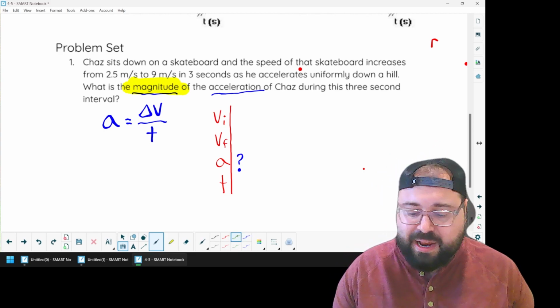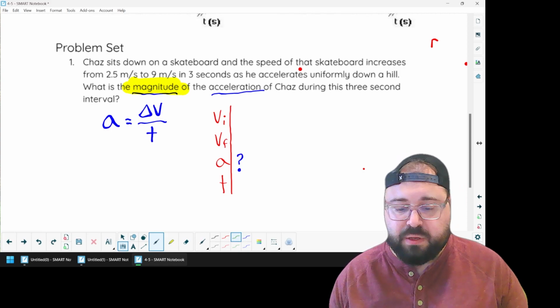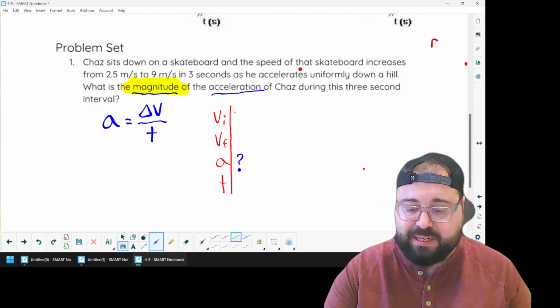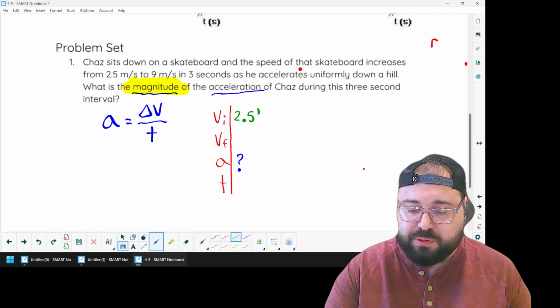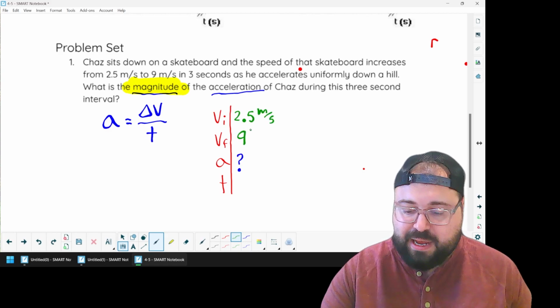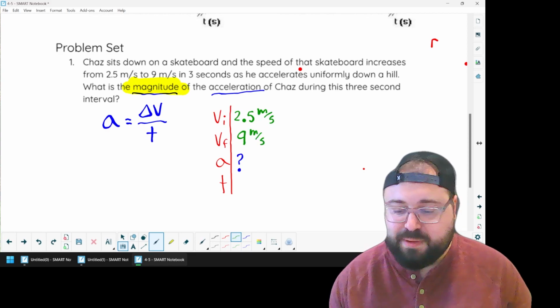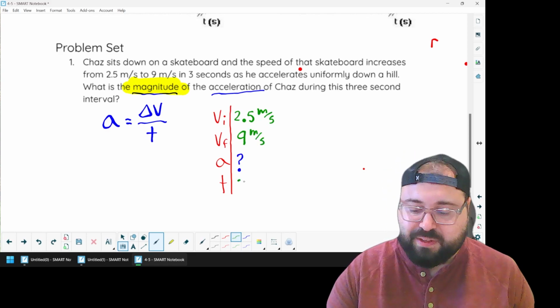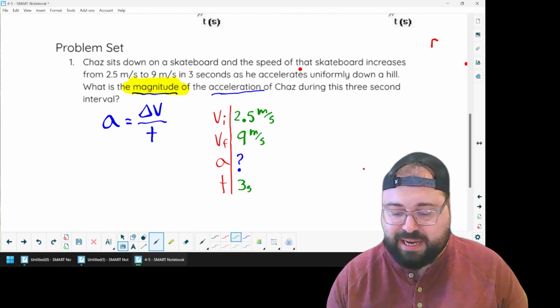So let's write in everything else that we know. We know the initial velocity of Chaz was 2.5 meters per second. Then he starts going down the hill, as Chaz would do, and ends up with a final velocity of 9 meters per second. And he does all of this in a time of 3 seconds.